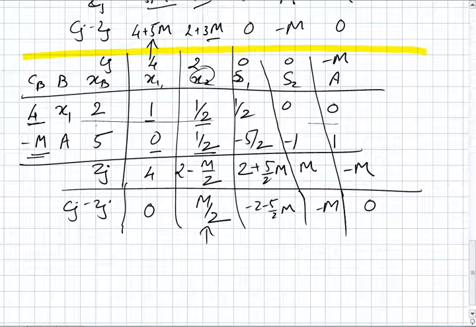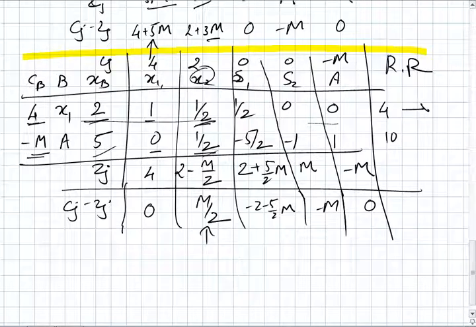Now find out the replacement ratio. So for 2 by 1 by 2 is 4, and 5 by 1 by 2 is 10. So minimum from this is 4. So corresponding variable x1 will leave a basis and x2 will enter a basis. So we have to make this entry 1 and this entry be 0. So to make that, we have to multiply the first row by 2 and subtract from the original row, it will be subtracted from the second row.